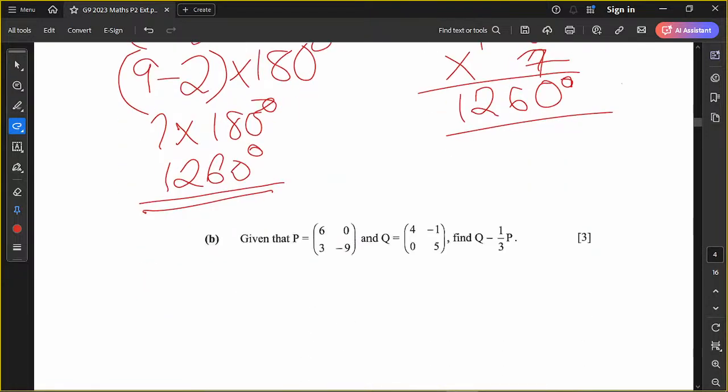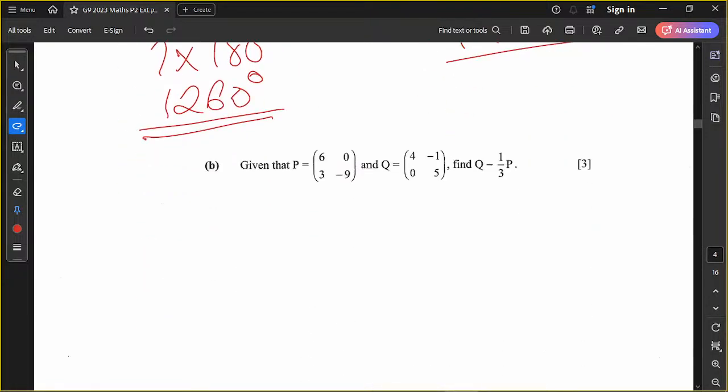Okay, we come to question 2b. Given that P is equal to the matrix 6, 0, 3, negative 9, and Q is equal to the matrix 4, negative 1, 0, 5, find Q minus 1 over 3P. Let me see how you can solve this one. I'm giving you 30 seconds. Try this one, otherwise I'm coming to solve it.